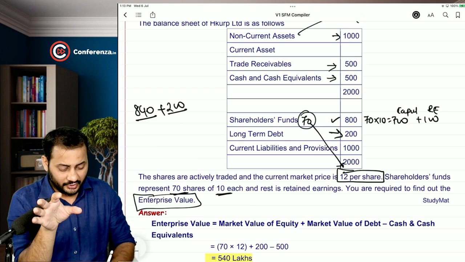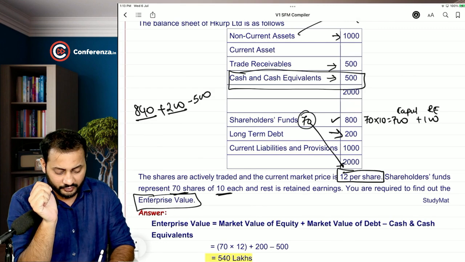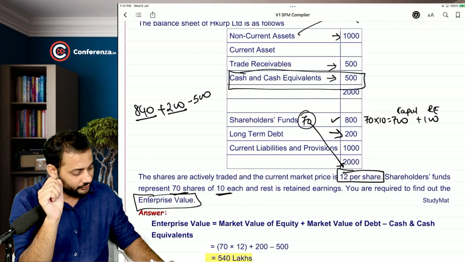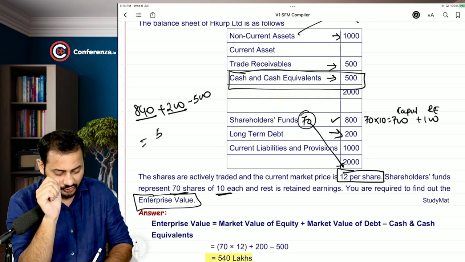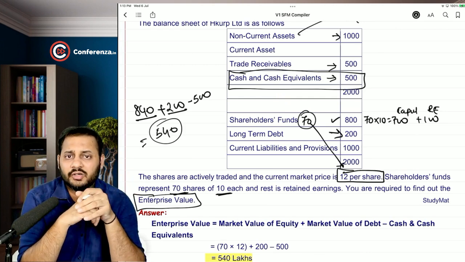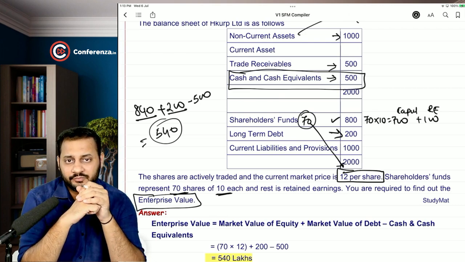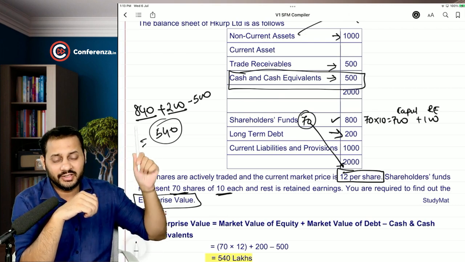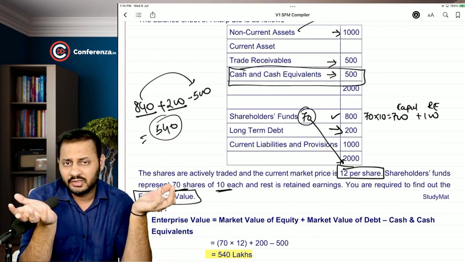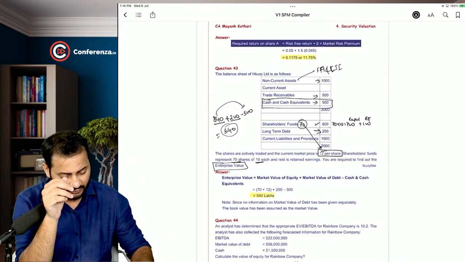But the good part is you are getting cash and cash equivalent immediately after buying this company. So 500 rupees can be deducted immediately. If you do the calculation, it will show you the net cost to you, which is 540 only. So 540 lakhs, or whatever the amount is, is the enterprise value, the real cost of buying the company. Although you will be paying 840, you are getting back 500 rupees in cash and cash equivalent. Practically 540 will be the net cost to you. Okay, let's move ahead to the next question.